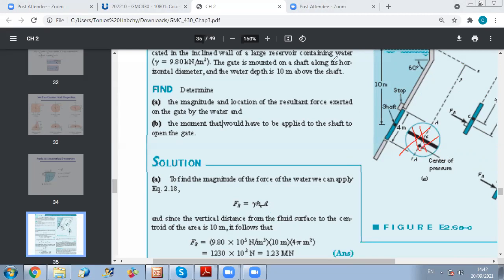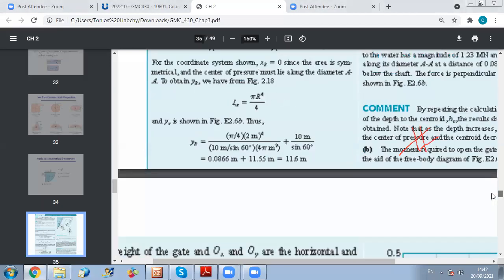So all I have to do is to calculate the value of I and then replace back in this formula. Okay, so now you will get the total distance y from the free surface. This is 11.6. So you can deduce that this part is y of c, the distance from the free surface to the centroid. And this is the distance between the centroid and your center of pressure.